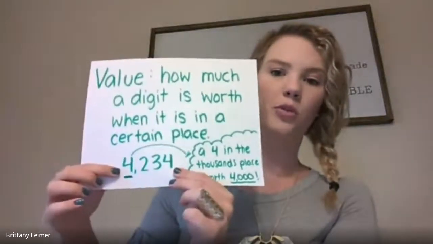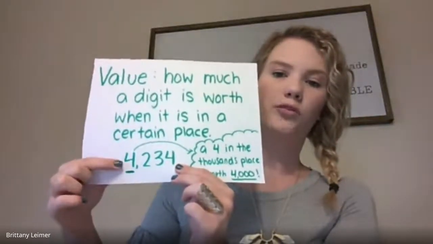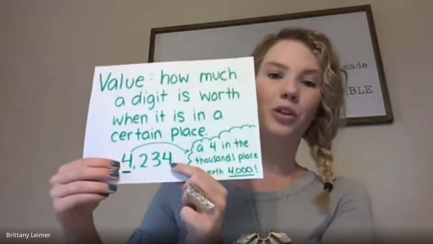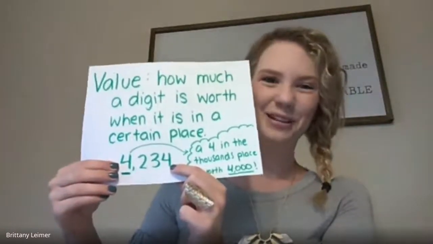So we have 2 different 4s in this number. One is worth 4,000 because it's in the thousands place. And one is worth 4 because it's in the ones place and it's worth 4 ones. So expanded form is when you take each number or each digit in the place and you expand it to its value.